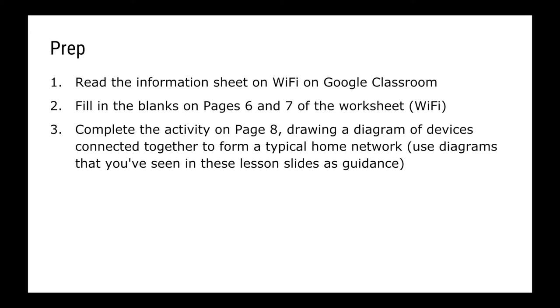Once you've done that, I want you to turn to page 8 and complete the activity, which is to draw a diagram of a typical home network showing all of the devices on that network connected together. So you want to have at least two devices connected by wires, maybe a computer and a printer, two or more devices connected by Wi-Fi, maybe a phone and an iPad or a smart TV. I want you to have a network switch showing the wires from the devices going into the network switch. I want you to have a router connected to the switch, which also connects onto the internet. And I want you to have a wireless access point, which also connects to the switch, but has wireless connections then to the wireless devices in your home.